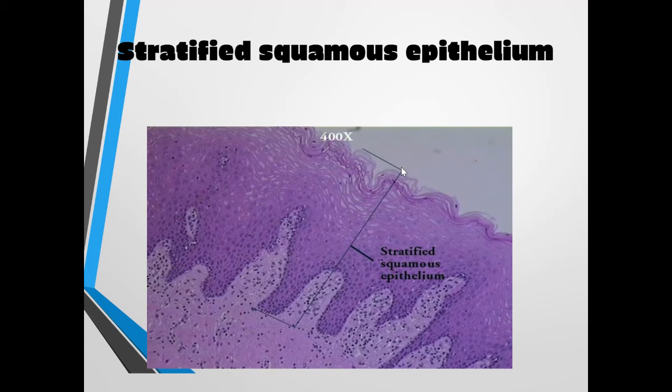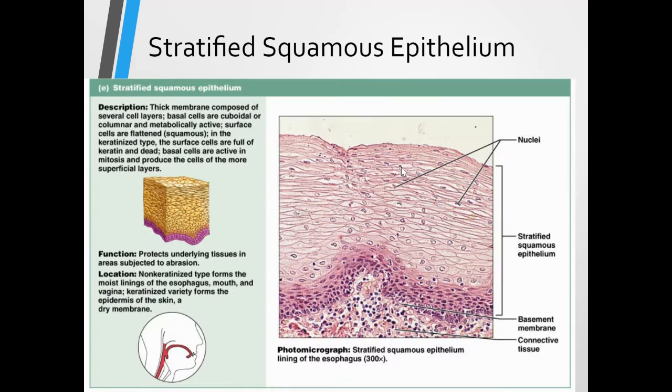Stratified squamous epithelium. This is multiple layers of those oval cells. Because there's multiple layers, it's a lot of protection, and all of the layers are held together by desmosomes. So you can see here, it's very thick membranes. The function is going to be to protect underlying tissues in areas.